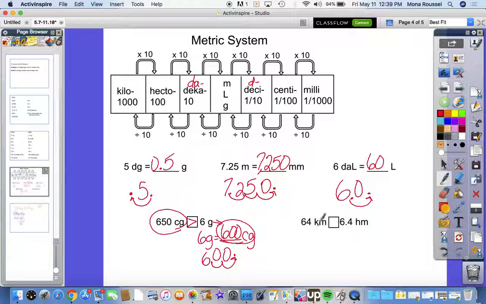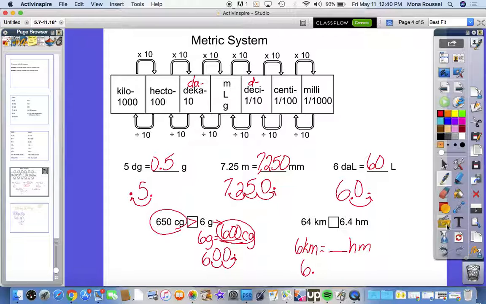Here we are comparing 64 kilometers to 6.4 hectometers. Again, we can choose to convert whichever one we'd like. This time I'm going to go ahead and convert this one to show it a little bit differently. I'm converting kilometers to hectometers on this one. I'm starting with 6. Now the decimal starts behind it.